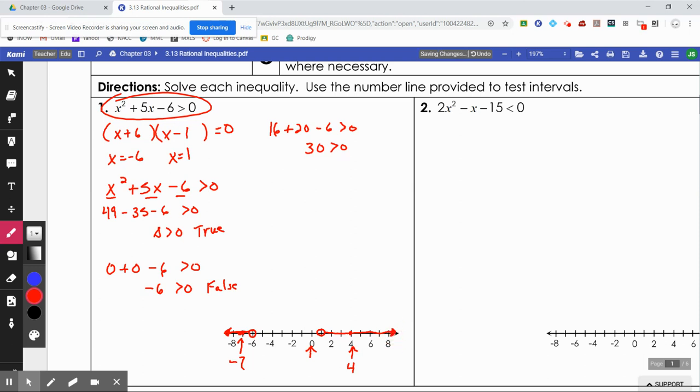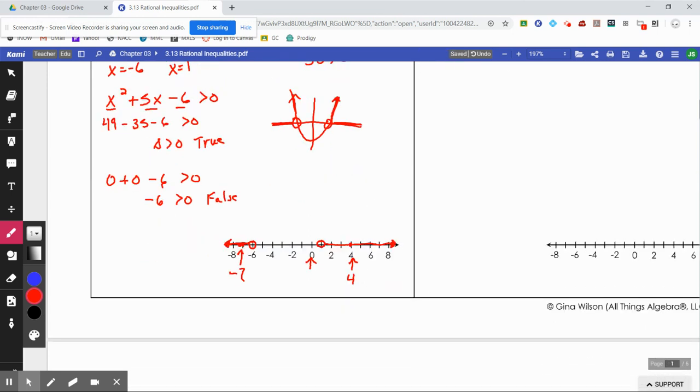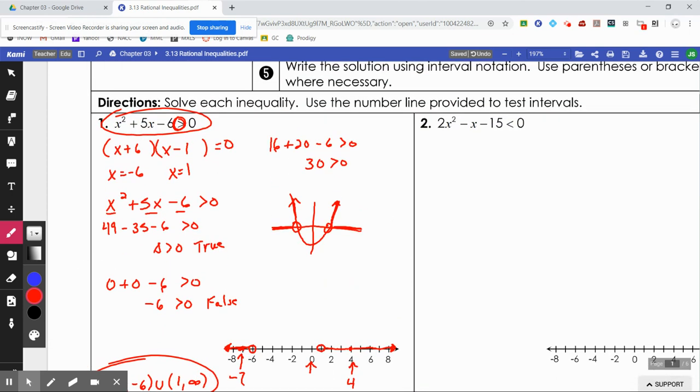Another way of thinking of this, x squared plus 5x minus 6, if you think about what that graph would look like, that graph is a parabola. It's an upward shaped parabola. It crosses here and it crosses here. Where is that graph? Again, greater than means above. Where is that graph above the x-axis? Over here and over here. This entire interval and this entire interval, which is the exact same answer you got down here. So therefore, my final answer is going to be all values from -infinity up to -6, or all values from 1 to infinity will solve this inequality.